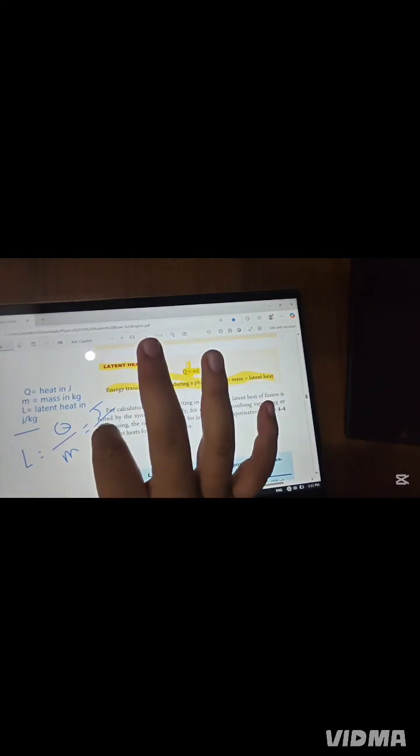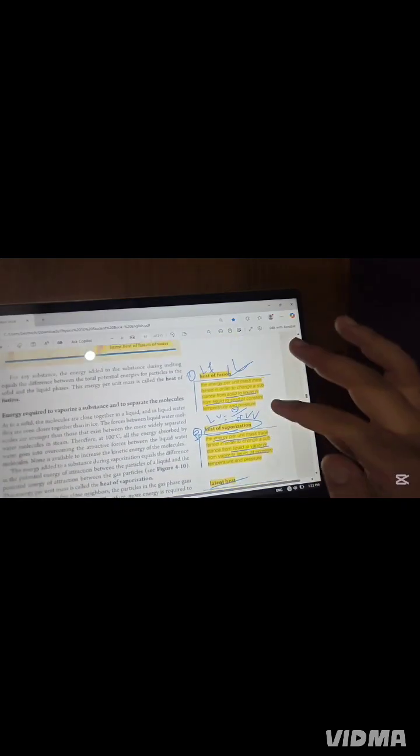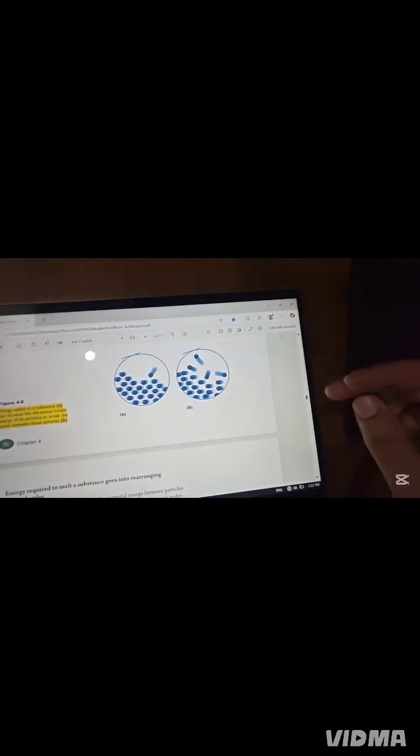So now we have explained it, and I told you the unit of latent heat: joule per kilogram. Why? Because latent heat is equal to Q over mass, the unit of Q, energy, is joule, and the unit of mass is kilogram. So that's why the unit of latent heat becomes joule per kilogram. Now we understand the meaning of latent heat and its types.